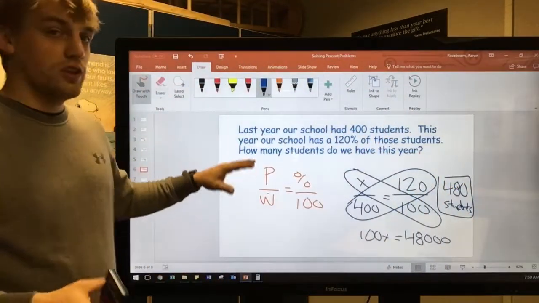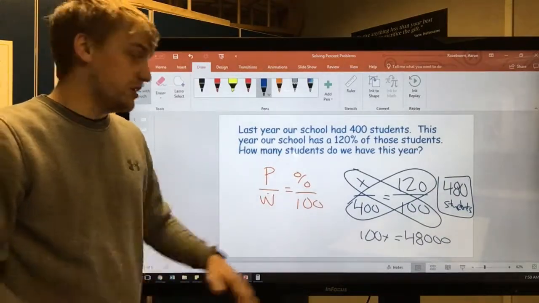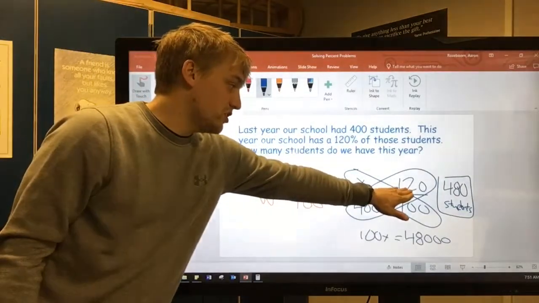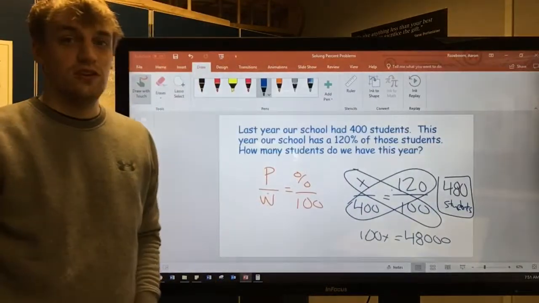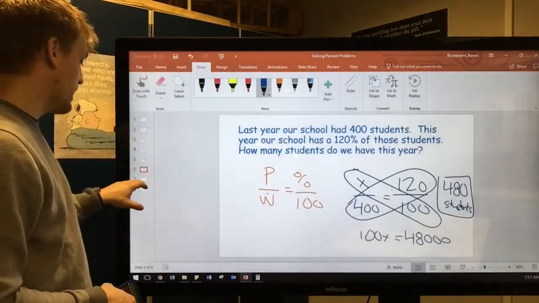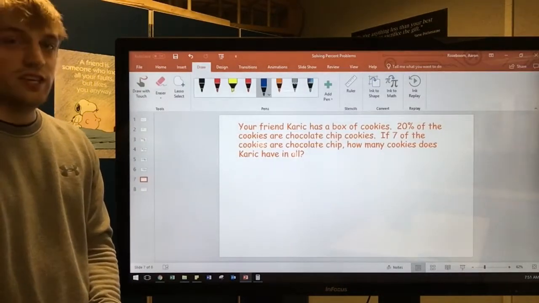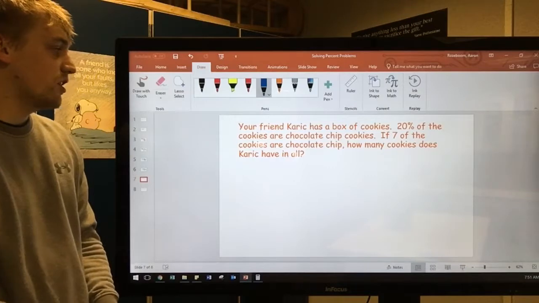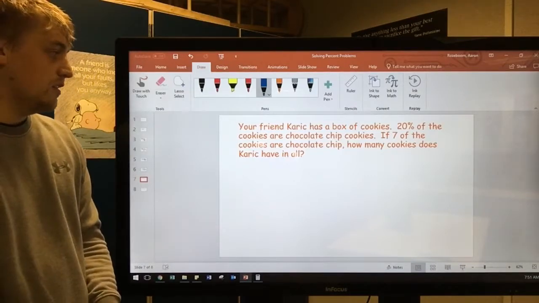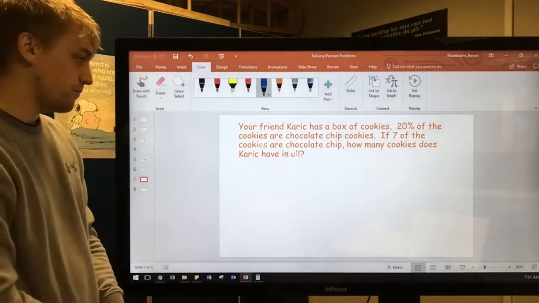So this one was a little different because the part was actually bigger, and the reason that was that way is because the percentage, the 120% that was given, was bigger than 100%. Okay, let's go over the last type of problem. It says your friend Carrick has a box of cookies. 20% of the cookies are chocolate chip cookies. If 7 of the cookies are chocolate chip, how many cookies does Carrick have in all?